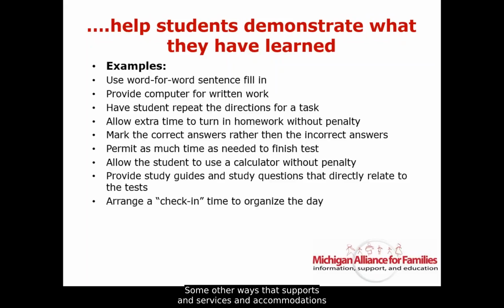Some other ways that supports and services and accommodations and modifications might help, and again these are just a few, but there are many more. Help students demonstrate what they have learned, and to me that's probably one of the most important pieces when you're thinking about writing that individualized education program. We want the student to access the curriculum so they can learn. And so how can we get a kid to show us what they know? Here are some examples of what that might look like.